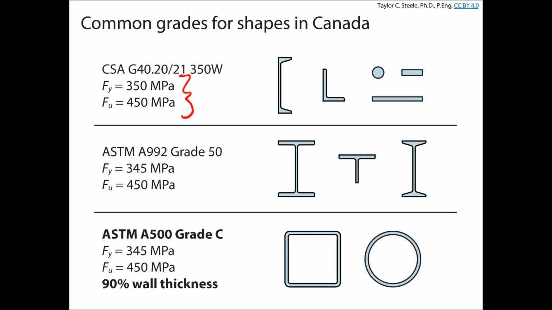But the US has a specific grade for these types of shapes, and that's ASTM, American Standards for Testing and Materials, A992 grade 50. And whenever we have grade 50 steel, we're going to use similar but very slightly different strength properties. Where do you think this 345 comes from? Like 350 is 350 MPa, we call it 350W steel. We've got 345 MPa, why wouldn't we call it grade 345?